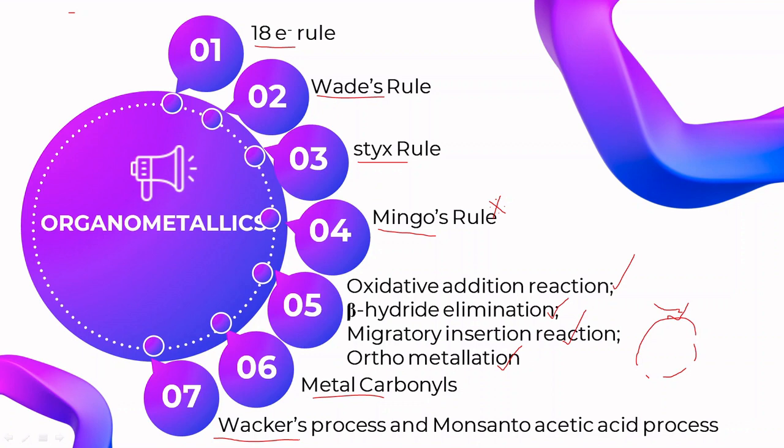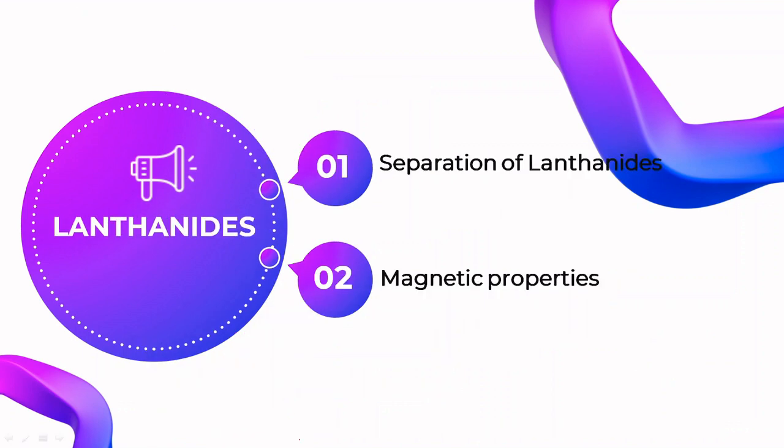Then after learning organometallics, move on to F block elements. In that, concentrate on lanthanides. In lanthanides, questions will be asked from its properties, particularly magnetic properties. So you should know the electronic configuration, and from that you can also calculate the magnetic properties. Then how to separate the lanthanides, that also will be asked.